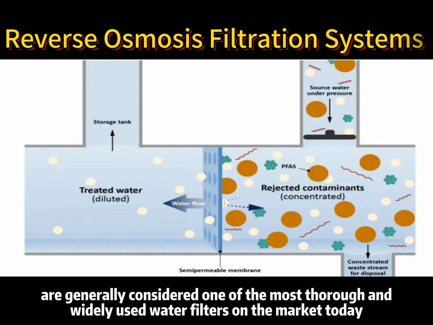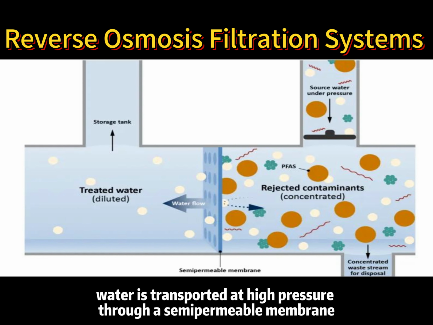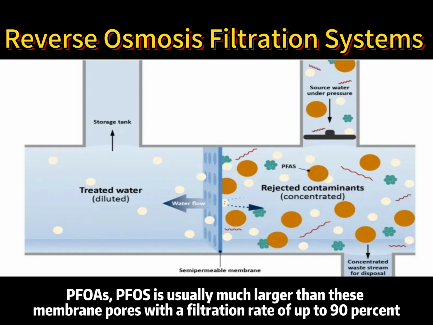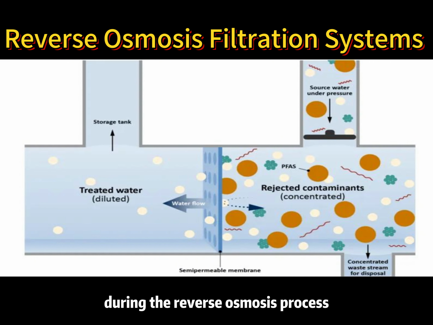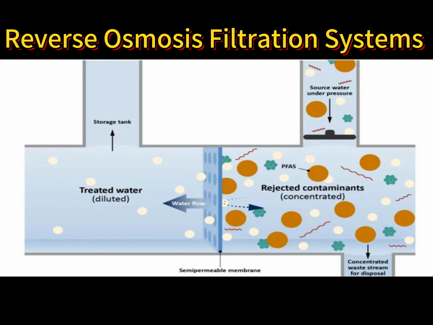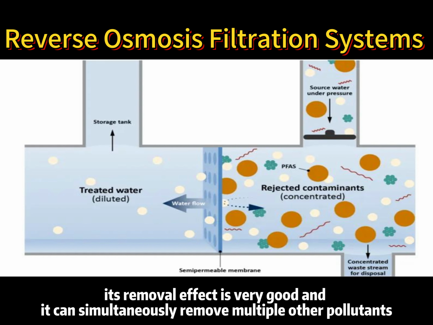Reverse osmosis filtration systems are generally considered one of the most thorough and widely used water filters on the market today. In the process of reverse osmosis, water is transported at high pressure through a semi-permeable membrane, which has tiny pores of about 0.0001 microns, and PFOS is usually much larger than these membrane pores, with a filtration rate of up to 90%. During the reverse osmosis process, the persistent PFOS, and hundreds of other trace pollutants in the water will be treated. Its removal effect is very good, and it can simultaneously remove multiple other pollutants.